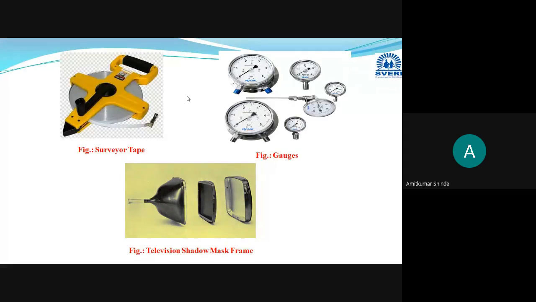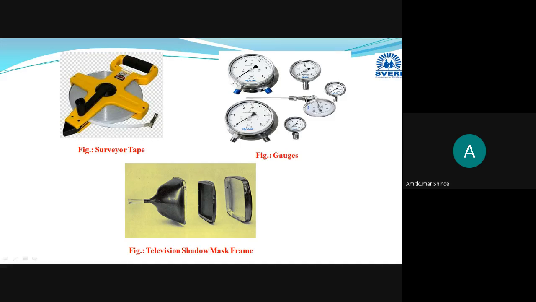Here you can see that as this has zero coefficient of expansion from room temperature upward, it will show zero coefficient of expansion up to the 230 degrees Celsius range. That's why it is generally used for manufacturing measuring instruments. Like this is the surveyor's tape. This is made up of this Invar steel. Then different types of gauges. Okay, these are the different types of gauges. It may be a pressure gauge indicating pressure. Then temperature gauges may be there.